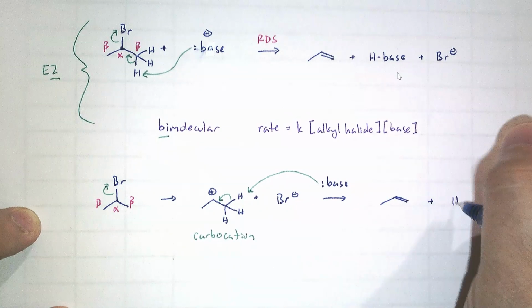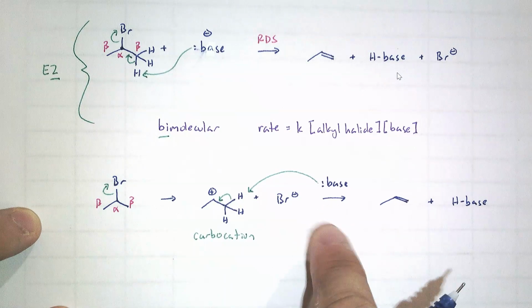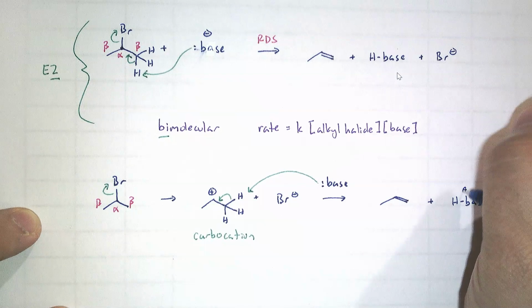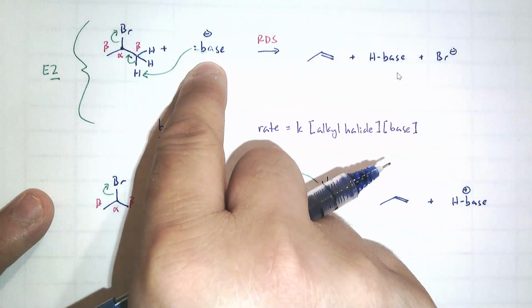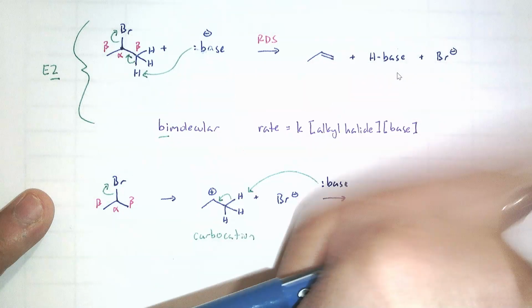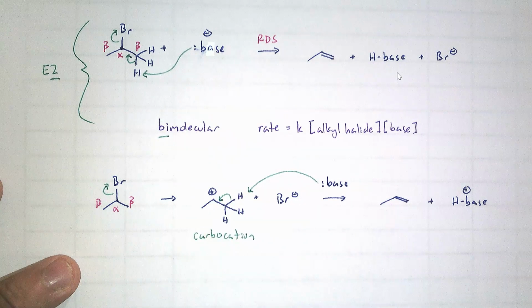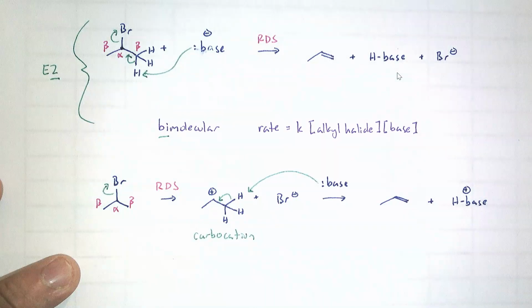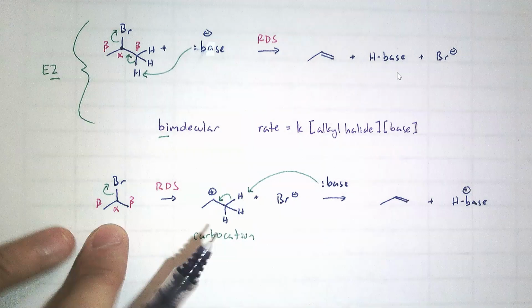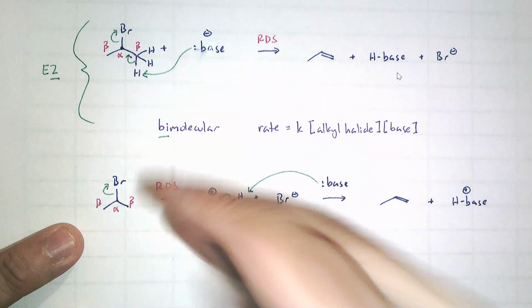We started out with a neutral base, so when it grabs a proton, it actually becomes positive. You increase the charge. Before, we started out with an anionic base, grabbed the hydrogen and became neutral. But look at the difference. There are now two steps. It's the first step that is called the rate determining step. And because there's only one molecule involved in the rate determining step, this is called unimolecular.